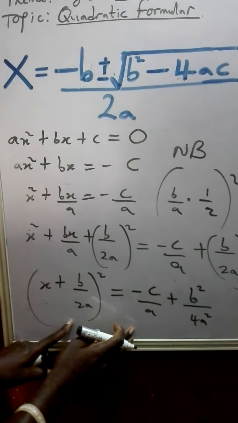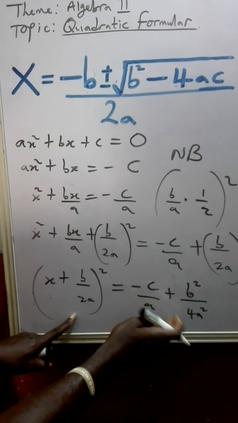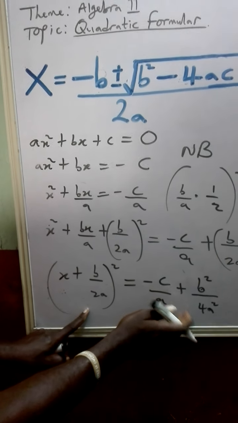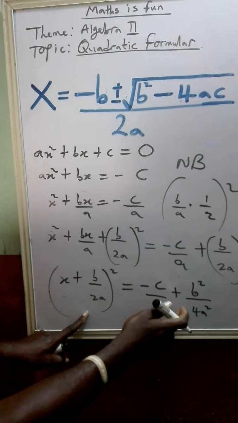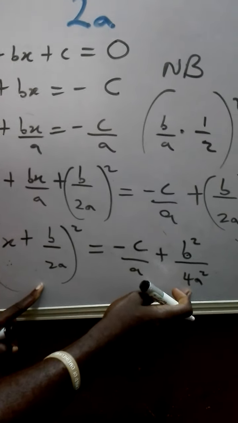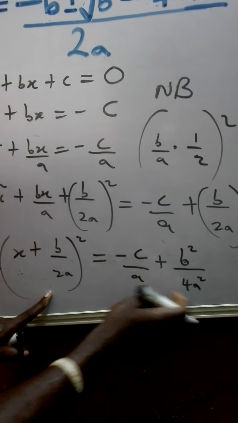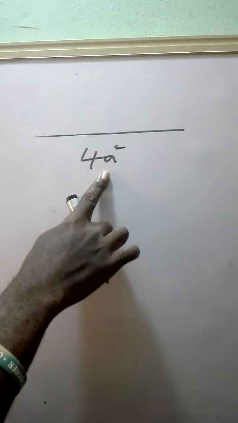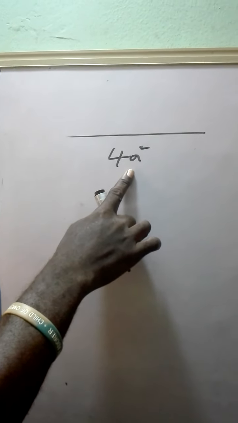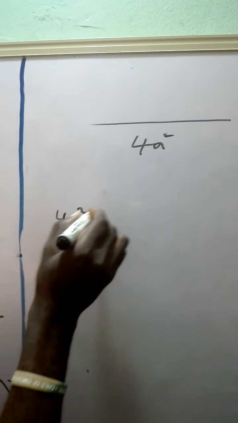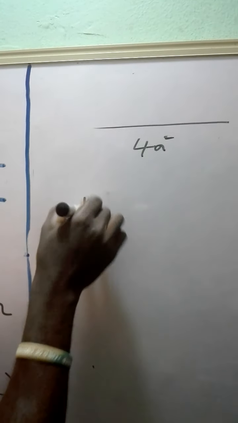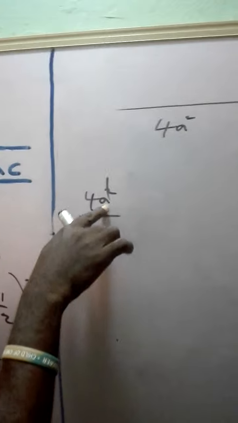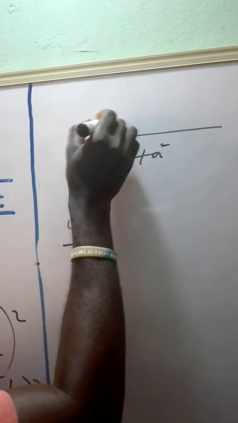After that, the next thing to do is to find the LCM of the right hand side of the equation. So what is the LCM of a and 4a squared? The LCM is 4a squared. So you draw your LCM line, 4a squared. Now, how many a can you find in 4a squared? That is 4a squared over a. This one will cancel this, so you are left with 4a. So 4a times minus c, you have minus 4ac.